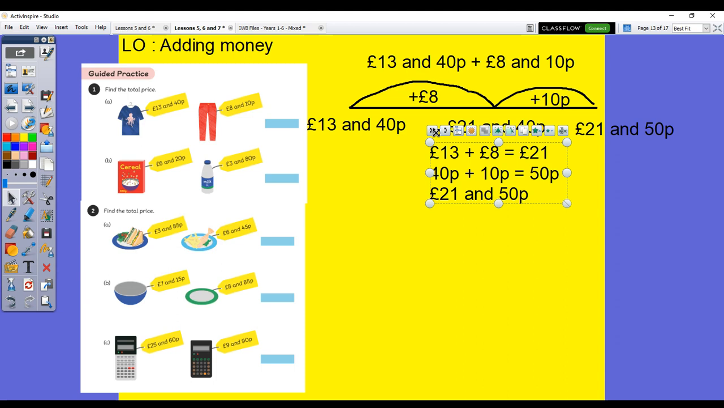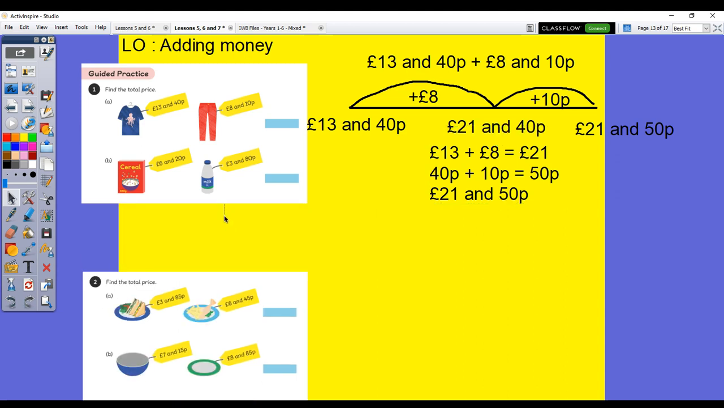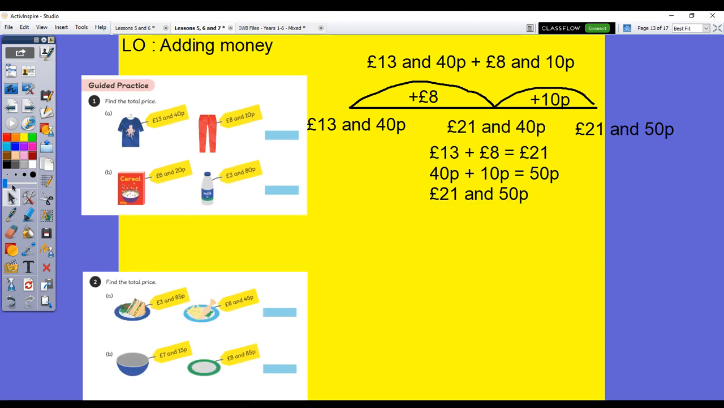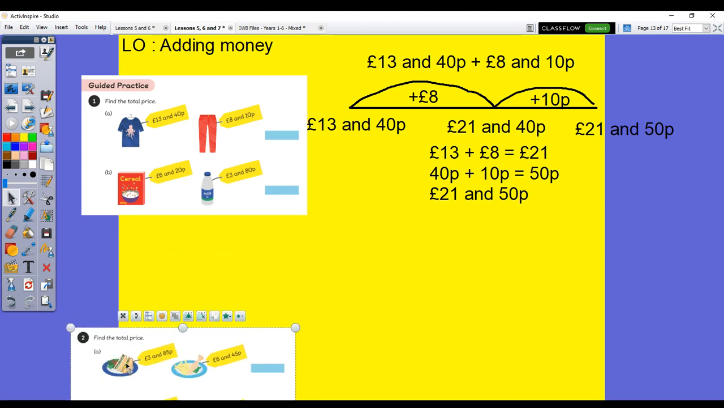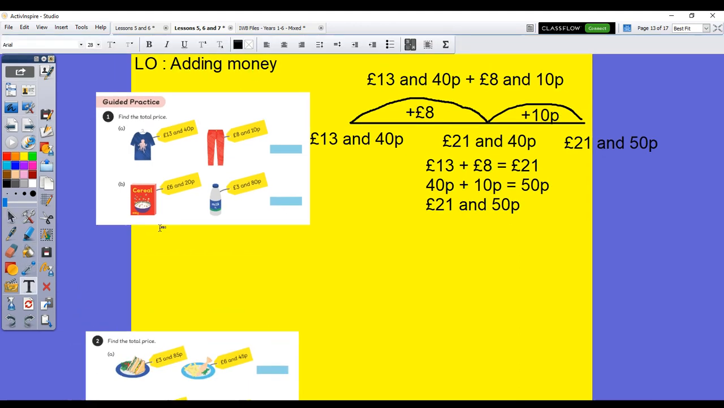Let's have a look at this one. This is the second one. Okay, so £6 and 20p. I'm just going to hide this down here for a minute so we have a bit of space. I'm going to write the calculation out. £6 and 20p plus £3 and 80p.